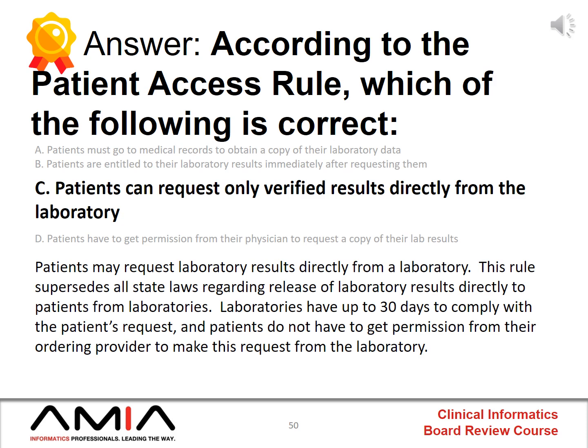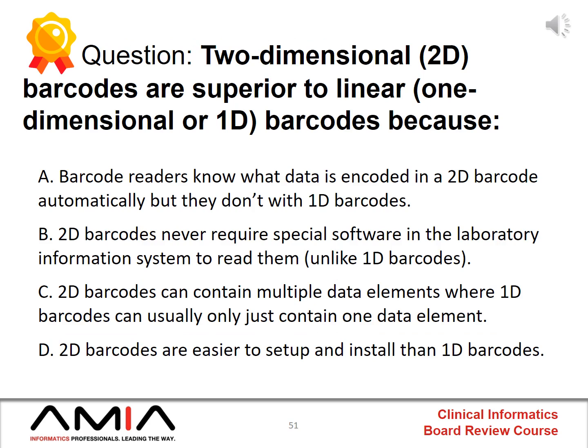The reason why B is not correct is because patients are entitled to their laboratory data, but they are not entitled to them immediately. This is the same rule as with medical records. Medical records and laboratories have up to 30 days to release the data to a patient after the request is made. The reason why D is not correct is the entire reason why the patient access rule was created: patients do not have to get permission from their physician in order to request a copy of their laboratory results. Let's consider another question.